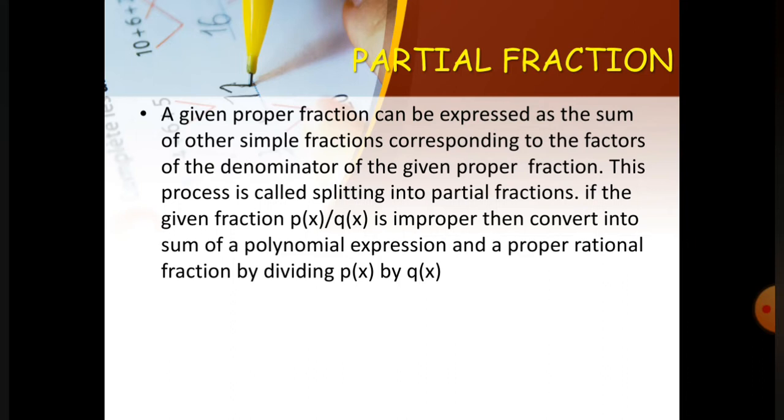Next, partial fraction. A given proper fraction can be expressed as the sum of other simple fractions corresponding to the factors of the denominator of the given proper fraction. This process is called splitting into partial fractions. If the given fraction P of x by Q of x is improper, then convert into sum of a polynomial expression and a proper rational fraction by dividing P of x by Q of x.